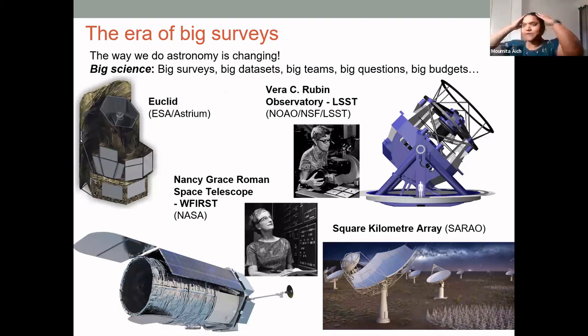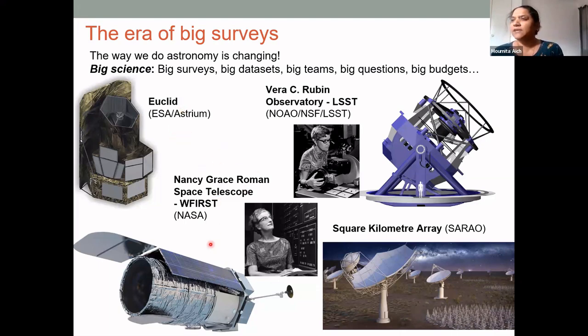What we're doing is astronomy in the era of big surveys. The way we do astronomy compared to a few decades ago is definitely changing. What we are looking at is big science: big surveys with huge data sets and huge collaborations, so you need a lot of people, a lot of questions, and budgets. This is obviously not an exhaustive list of all the big astronomy surveys which are happening.